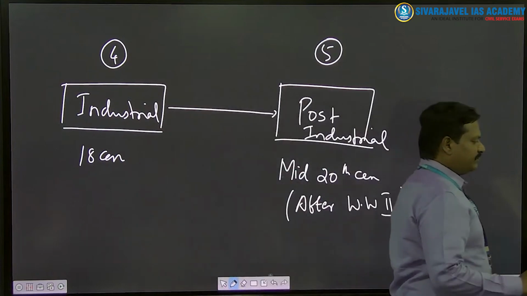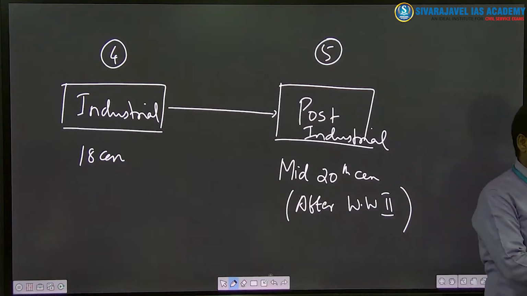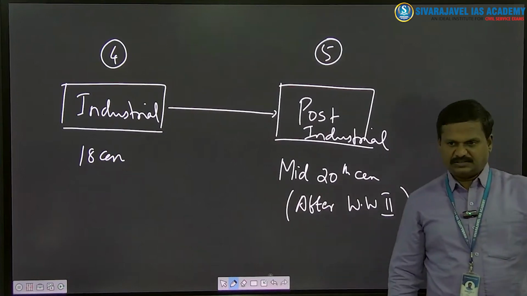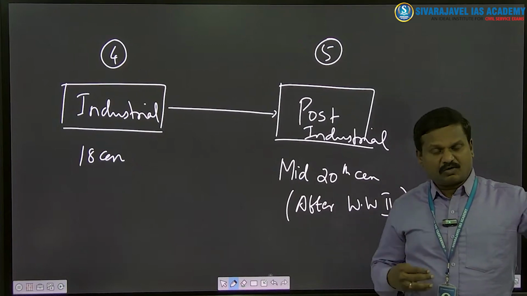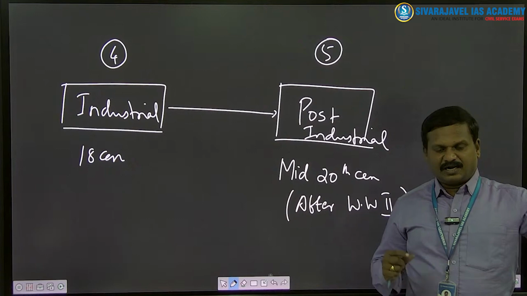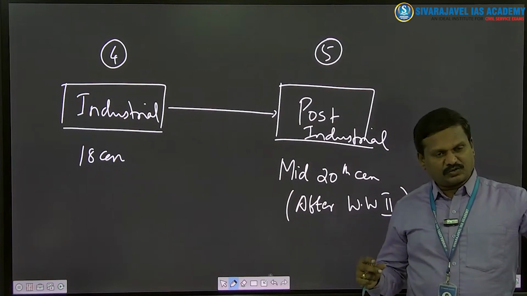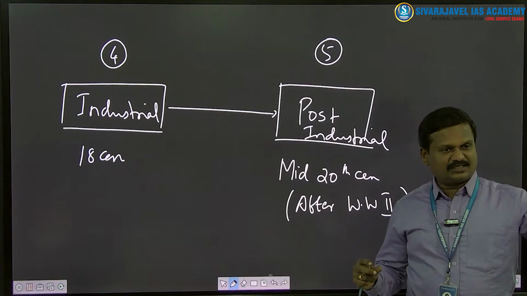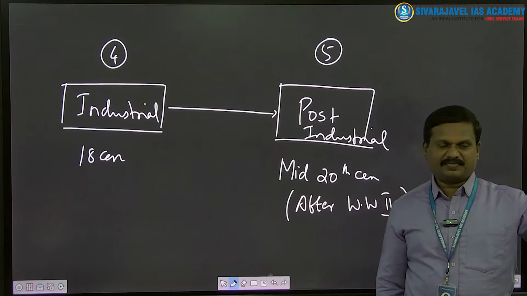So there are 5 human societies based on chronological sequence. The first society is hunting and gathering. The second society is pastoral, the third society is agrarian, the fourth society is industrial, the fifth society is post-industrial.